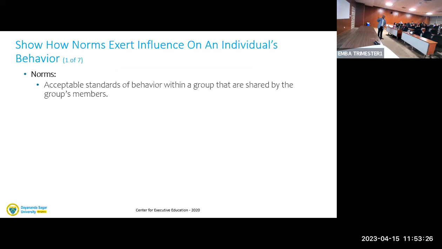Right. And then you have norms, acceptable standards of behavior within a group that are shared by the group. So what are some of the norms that you have in your place of work? What are the norms that you have? Dress decently. Yeah, dress decently. Suppose you one day go to the office in a sherwani. Is it acceptable? People will wonder what the hell is wrong with this fellow. Why? Because of group norms. So suppose you go to somebody's marriage in boxer shorts, is it acceptable? That is also not acceptable to the group.